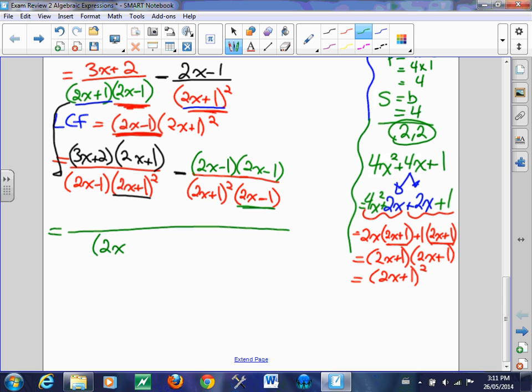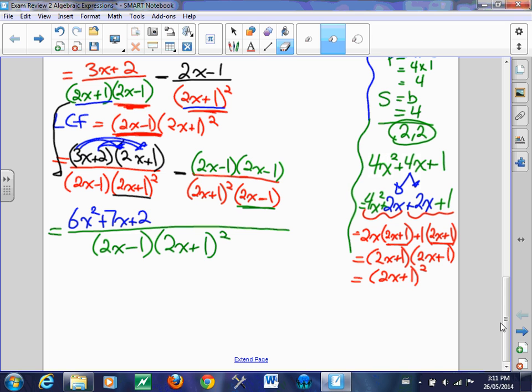So I'm going to go 2x minus 1 times 2x plus 1 squared because the denominators are both the same. All I have to do now is remember how to simplify this, and you're going to use your FOIL: first, outside, inside, and last. So let's do that. You should have 6x squared plus 7x plus 2. Back that up, sorry. I'll back it up for you guys. Doing FOIL first, outside would be 3x, inside would be plus 4x, and then minus 2.